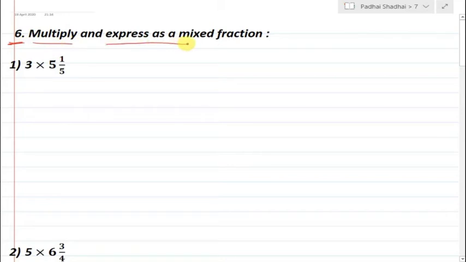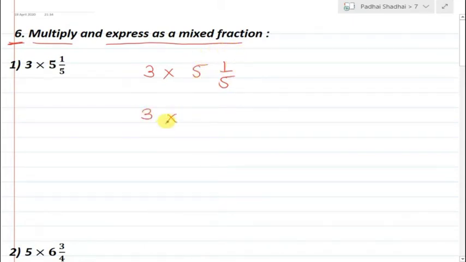Let us see question 6. Multiply and express as a mixed fraction. First we have to multiply and then we have to express as a mixed fraction. Here some questions are already given in mixed fraction. First we have to convert it into an improper fraction, okay, and then we will multiply, and then at last the final answer will be converted into a mixed fraction.